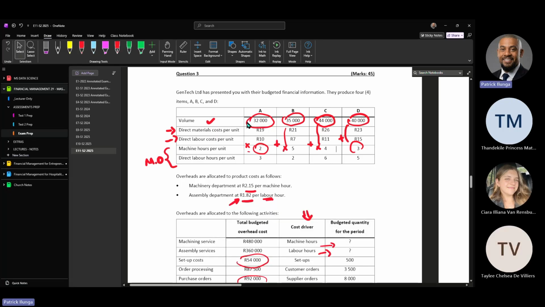The same thing is for the total labor hours. You will do the same thing. You take the volume, multiply by the quantity, and then you add them up together. Does that make sense, guys?